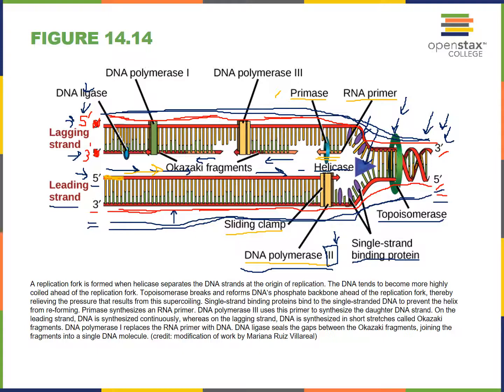So once some space opens up, primase will lay down an RNA primer on the lagging strand. And then that allows DNA polymerase 3 to bind and start to synthesize DNA here, which is shown as the red arrow. Remember, the orange arrow here is RNA. And DNA polymerase 3 will synthesize until it hits the next Okazaki fragment, and then DNA polymerase 3 will fall off.